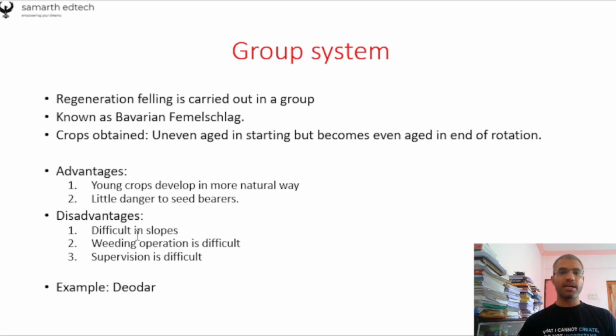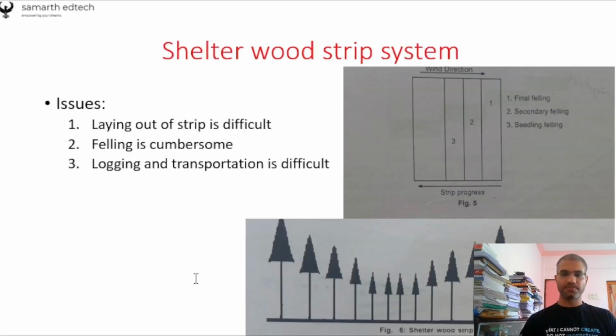In the case of disadvantages, the first one is that it is difficult on slopes. That is, it cannot be carried out in sloping terrain or hilly terrain. Then weeding operation is again difficult in the case of group system. Similarly, supervision is also difficult. Example is very much important. For Deodar, we generally carry out the silvicultural operation of group system.